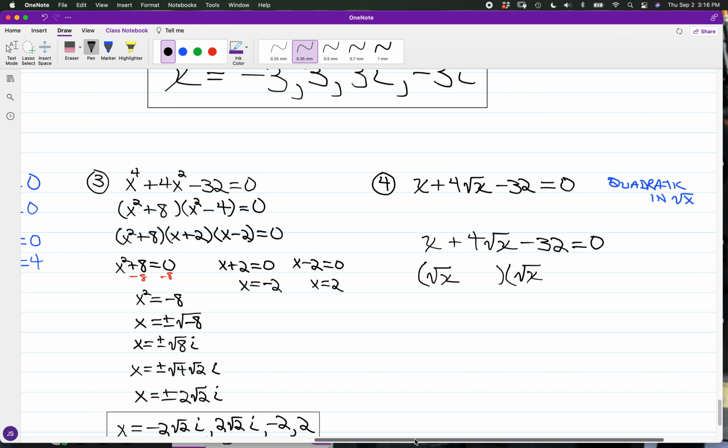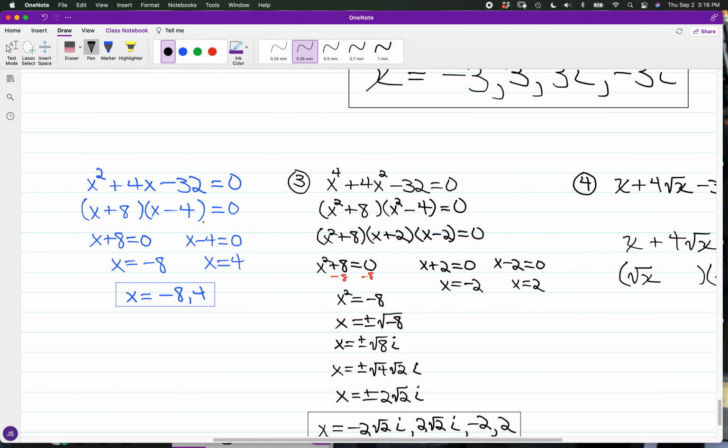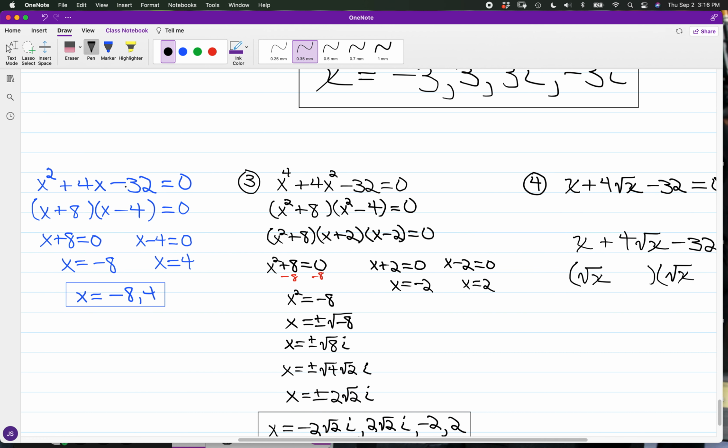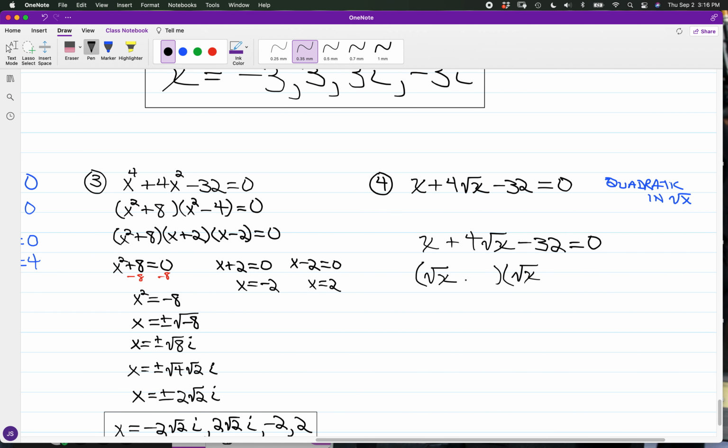Just backtracking here: x squared I had to factor into x and x. x to the fourth had x squared and x squared. Now for x I have the square root of x and the square root of x. And I'm going to have the same constant combinations: plus 8 and minus 4.